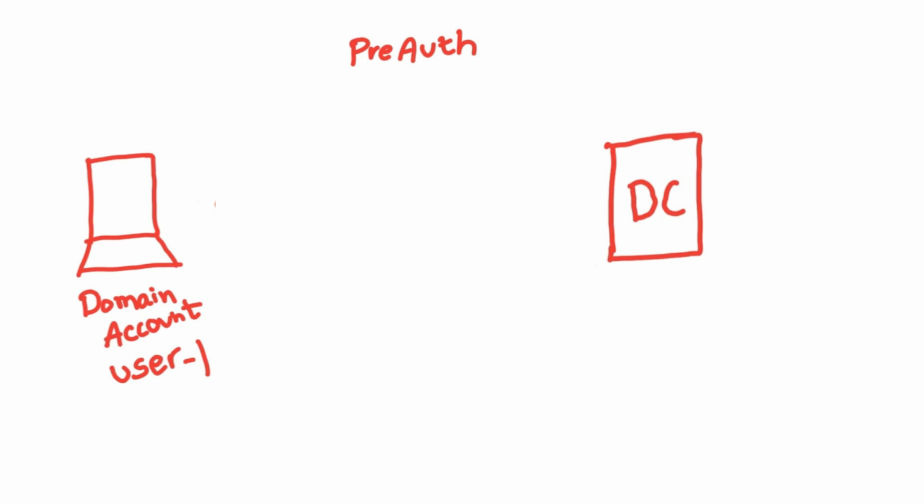So we have the domain account user 1 and the domain controller. In the pre-authentication, we will be sending the request AS-REQ, that is the authentication service request. In this request, we will be sending some data, and that data includes the timestamp which is encrypted by the user hash, the username and the service name. The service name here is krbtgt because we are asking the Kerberos authentication service for the TGT ticket.